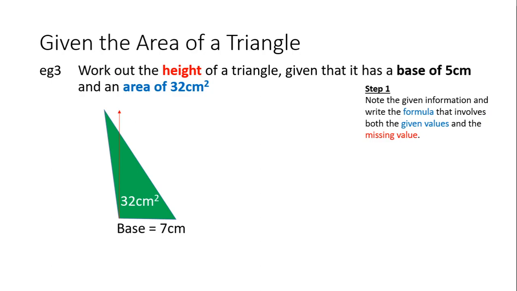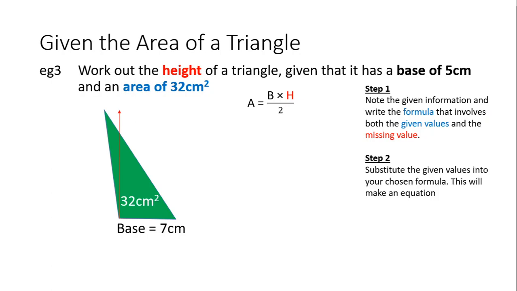So let's start by setting up that formula. Area of a triangle is base times height divided by 2, basically half of a rectangle. Now, I know what the base is and I know what the area is. So step 2 is to substitute the given values into my formula, and this will make an equation. So something is equal to a value, so I can rearrange to figure out what the missing value is.